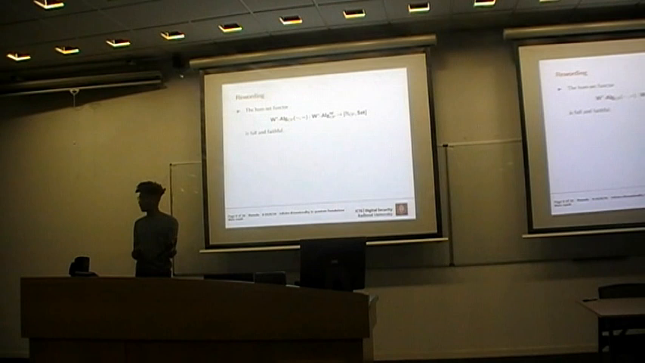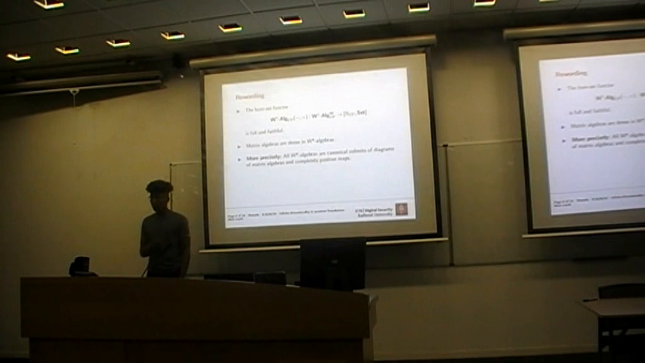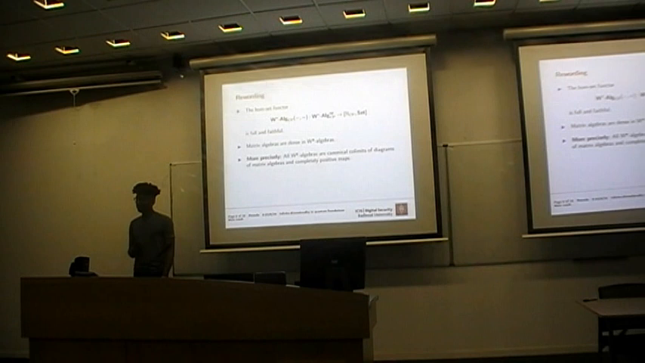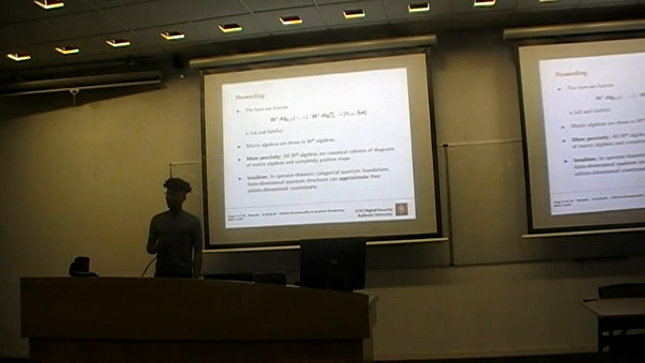So this really means that matrix algebras are dense in the W-star algebras, which is kind of a category theoretic analogy with topology, where rational numbers are dense in the reals. So more concretely, this means that all the W-star algebras are canonical colimits of the diagram of matrix algebras and complete positive maps. But this is not enough to recover the physical intuition behind this threshold. And that's why I believe that what this threshold truly means is that in operator theoretic categorical quantum foundations, finite dimensional structures can approximate their infinite dimensional counterparts.